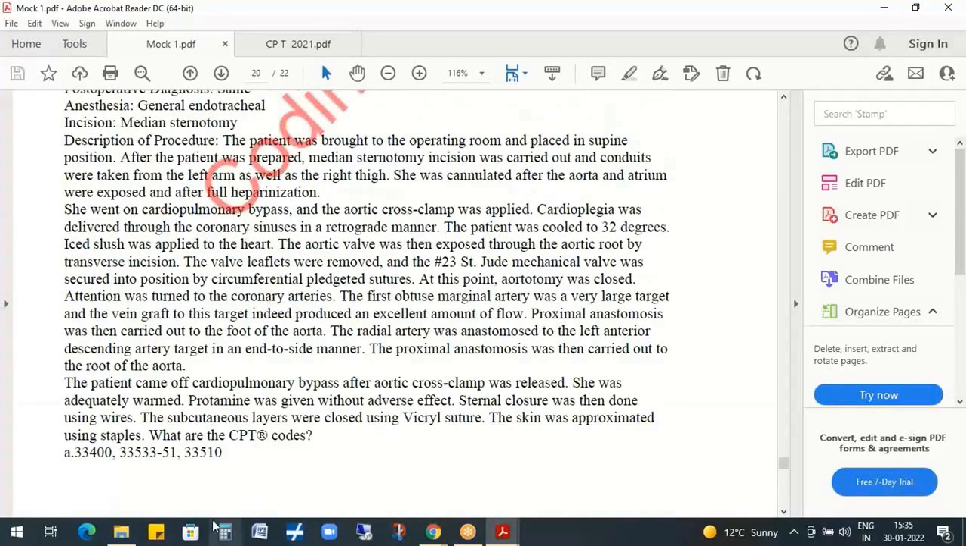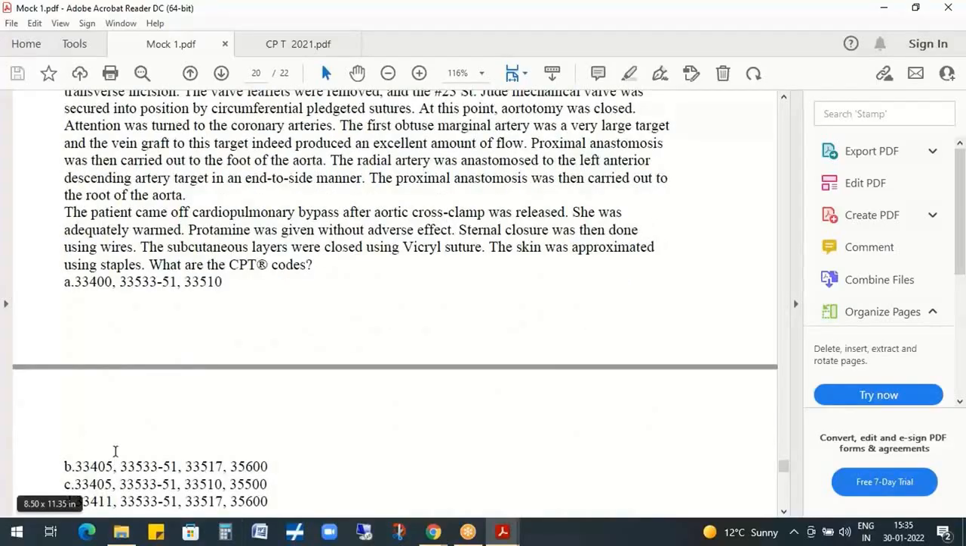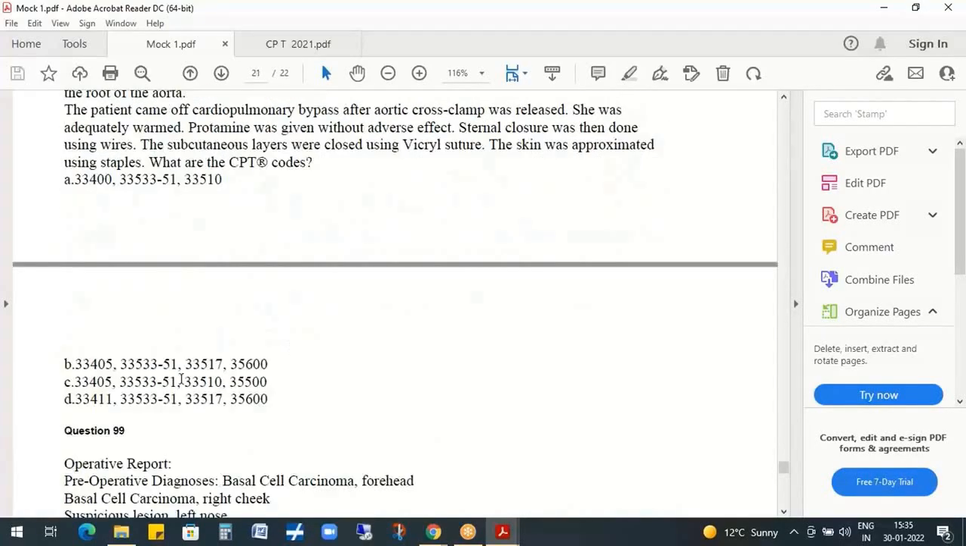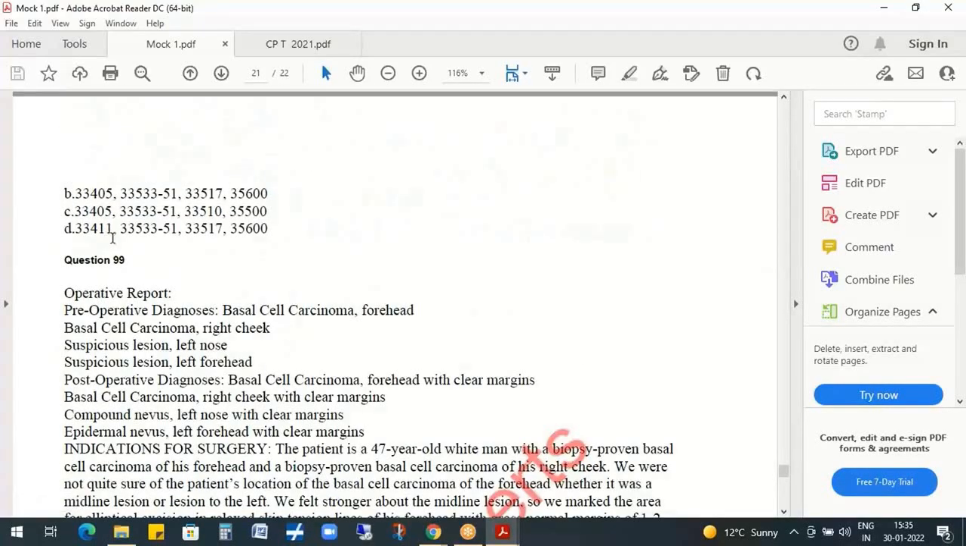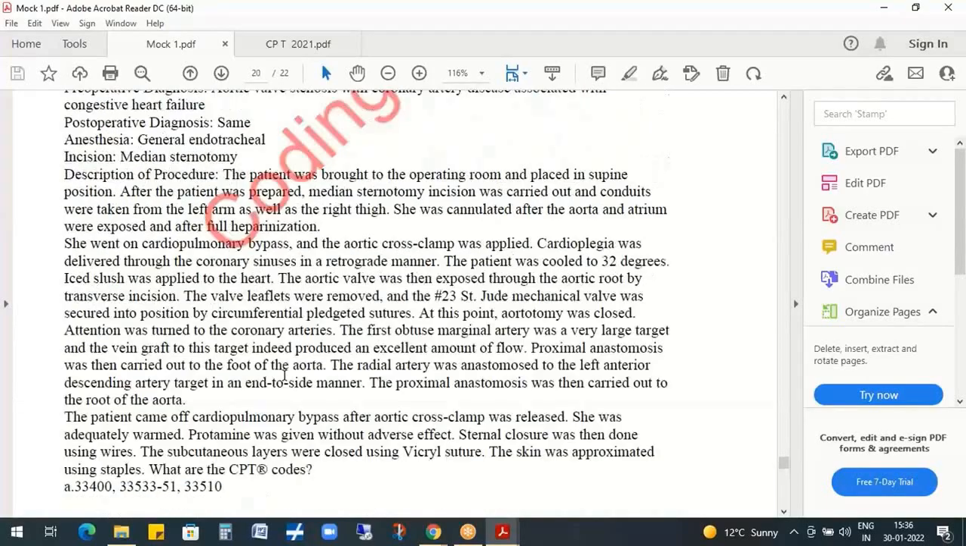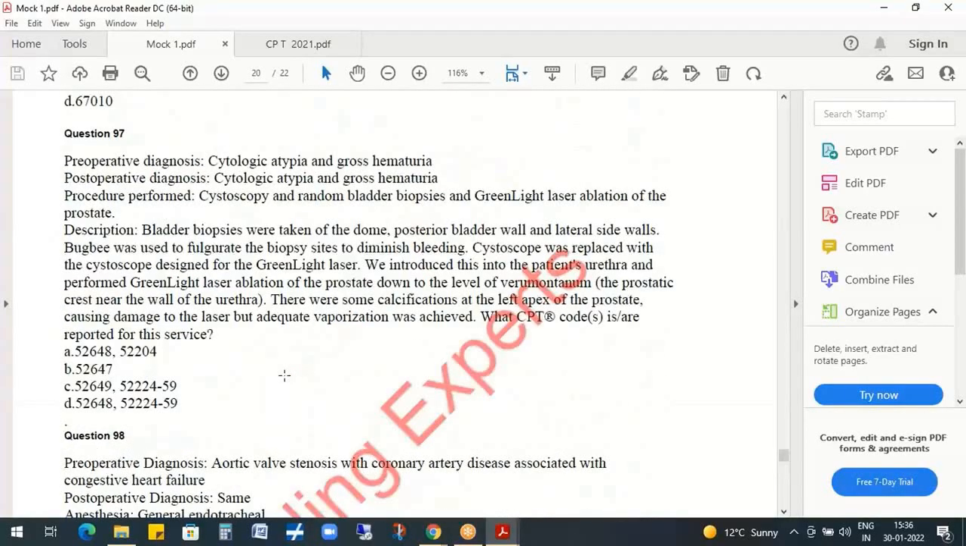Simple way: I just rule out the options based on the codes themselves. First I went through the code description. Then I went through the question. I came to know this is CABG. Easily I ruled out options D and A. I came to know 33405 is the one. Why? Because cardiopulmonary bypass is going on. Then for CABG, I recalled the rule: artery plus vein. I hope everyone understood how to solve 98.